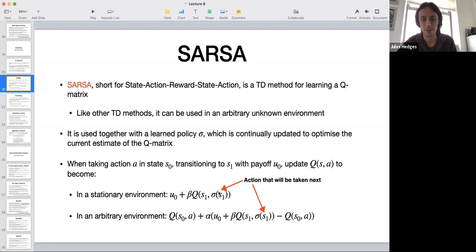Just like before for temporal difference value iteration, we can adapt this to work in an arbitrary environment, where the rule becomes like this. When alpha is 1, this becomes the stationary version, and we can also vary alpha over time, for example.